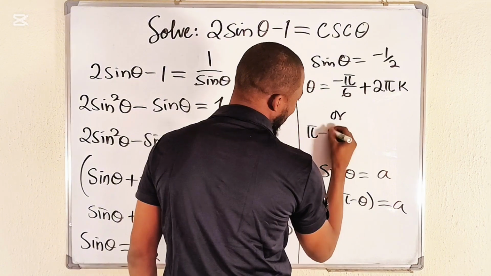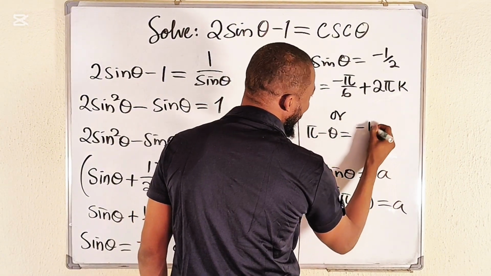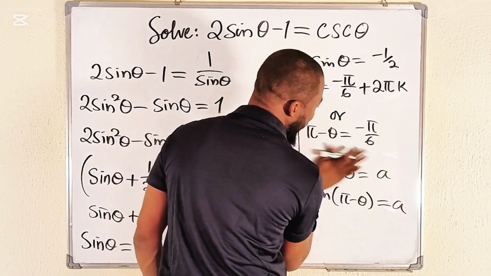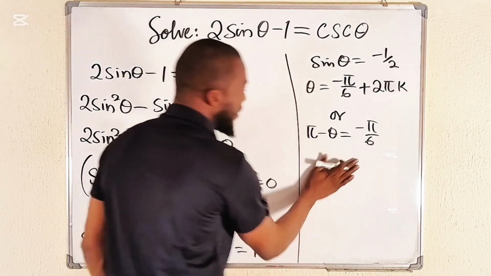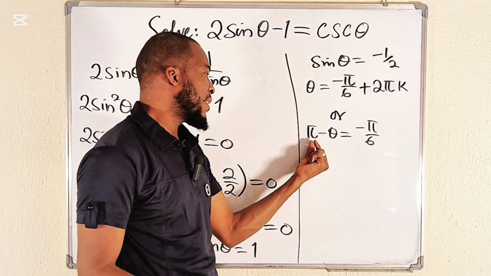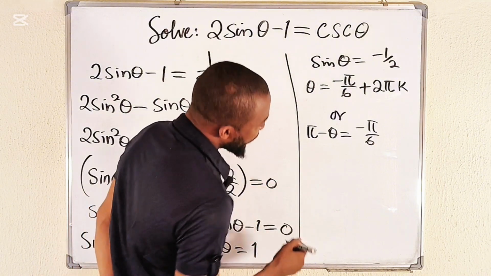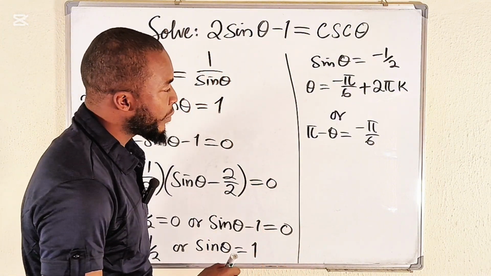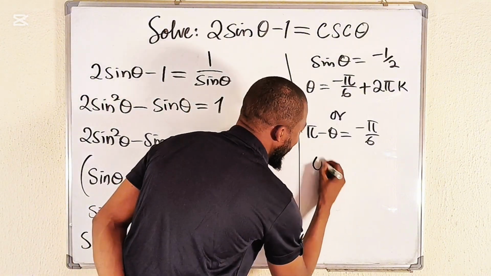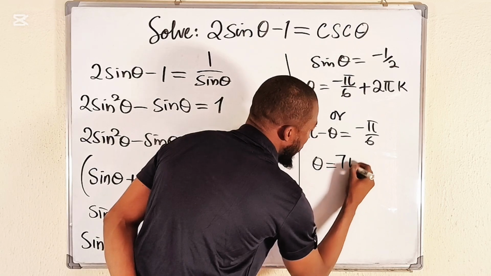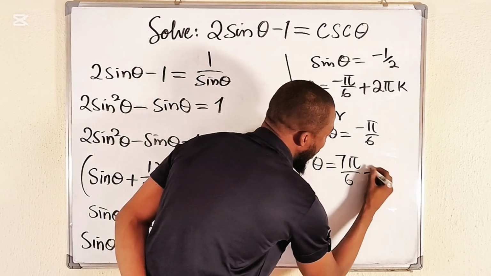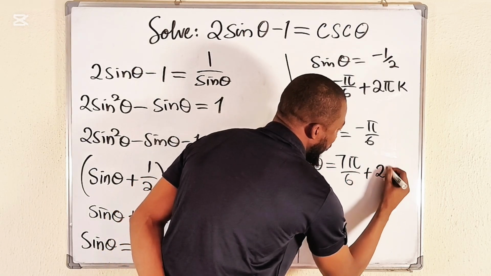So pi minus theta is equal to negative pi divided by 6. From here, if you solve for theta, it's like adding pi and pi over 6 together, which is going to give us 7 pi over 6. So theta will be equal to 7 pi divided by 6. Also add multiples of 2 pi.